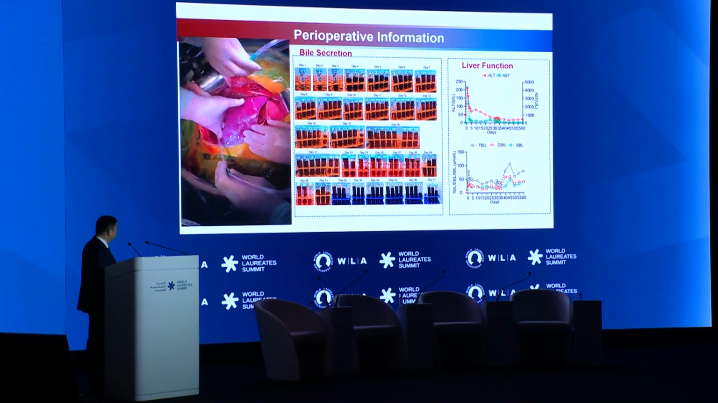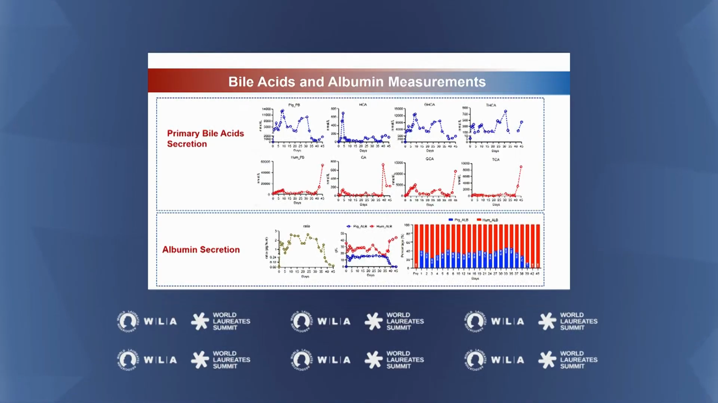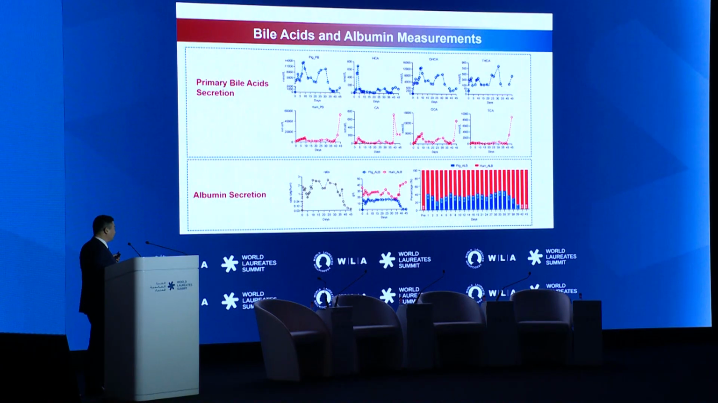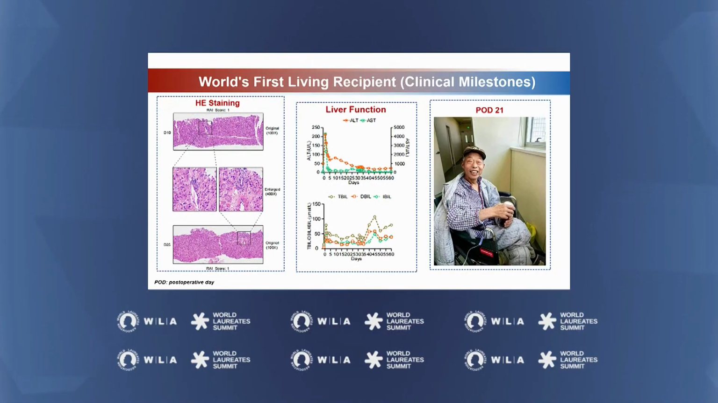You can see the bile secretion; on day 16, the bile volume is 400 mL, and the function is very normal. This is the bile acid and albumin assessment. We can detect both human and porcine bile acid and albumin in the recipient blood. Also, on day 10 and day 25, we did biopsies. We cannot detect any rejection, and this is a POD21 patient.